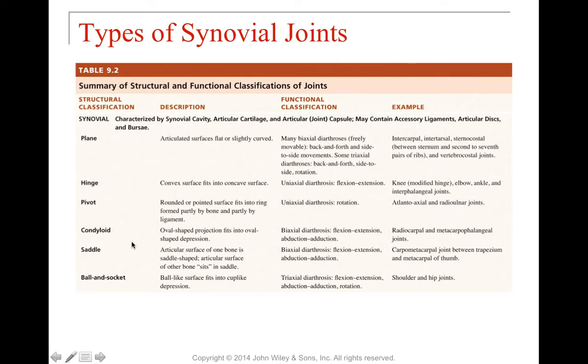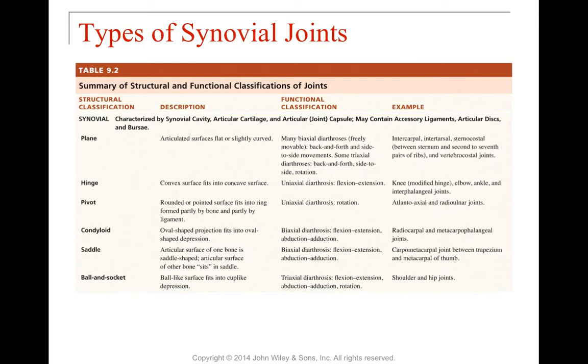Let's see, we also have condyloid. Condyloid would be when we have an oval-shaped projection that fits specifically into an oval-shaped depression. And this usually is for biaxial diarthrosis, so for things that are able to go in two directions at once, flexion and extension versus abduction adduction, for example. Examples of this include your radiocarpal joints and your metacarpophalangeal joints.